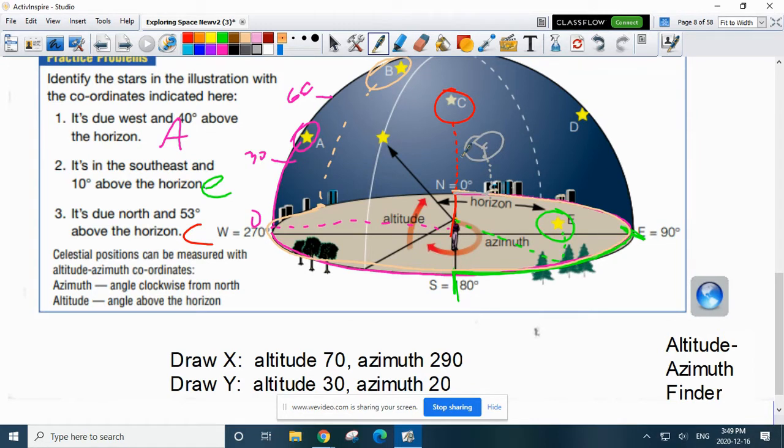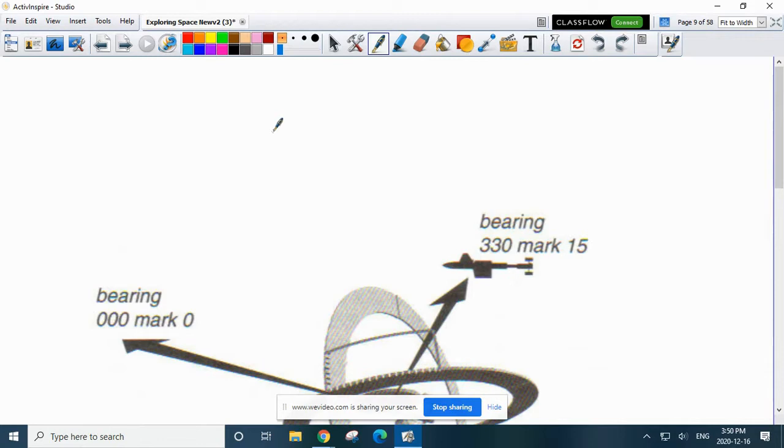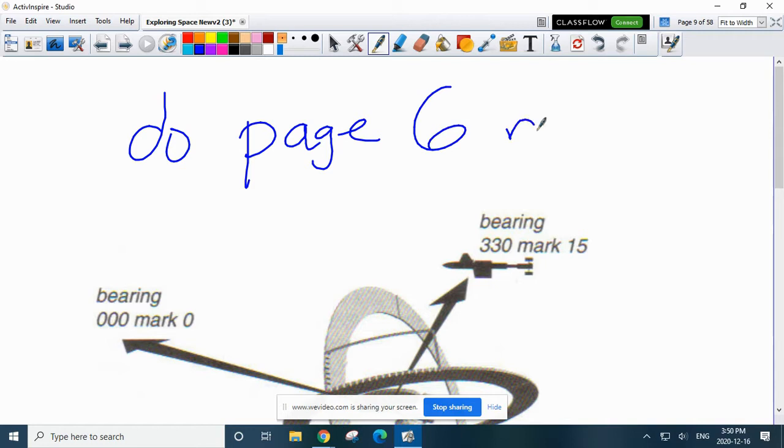Okay, and at this point in time, there is a worksheet for you to do on page 6 in your notes. Okay, so go to page 6 in your notes. This assignment should take you 5 minutes. So I'm just going to go ahead and put my note here. Do page 6 that are in your notes. It should take you 5 minutes.